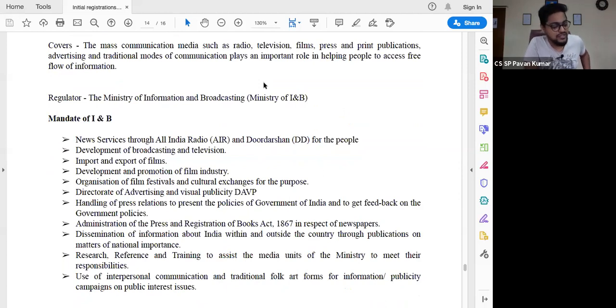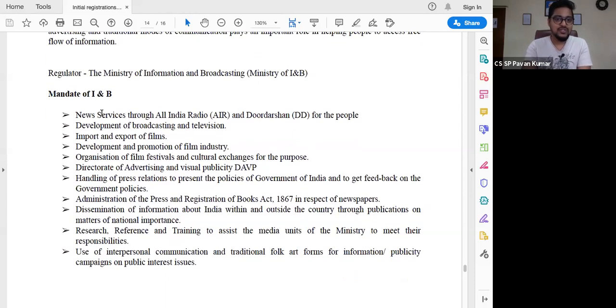And this Ministry of Information and Broadcasting also does certain other types of activities. Whatever the government would like to tell the general public, they will say through this ministry only. So what all works does this ministry normally do? News services through All India Radio or Doordarshan. All India Radio and Doordarshan are normally under the control of the Ministry of Information and Broadcasting.